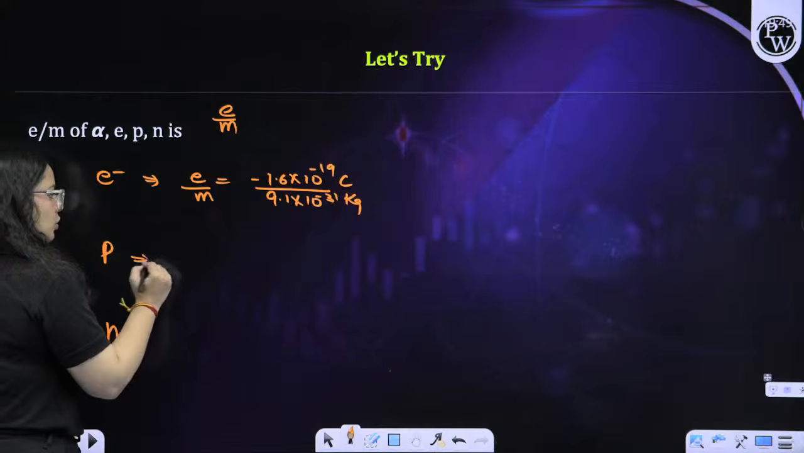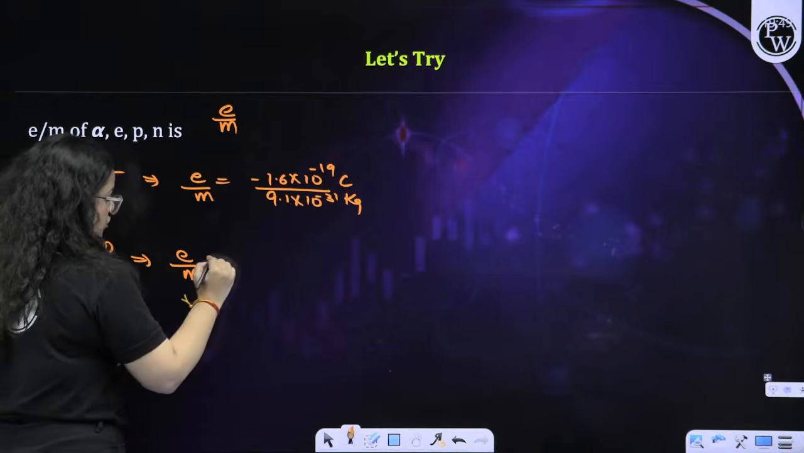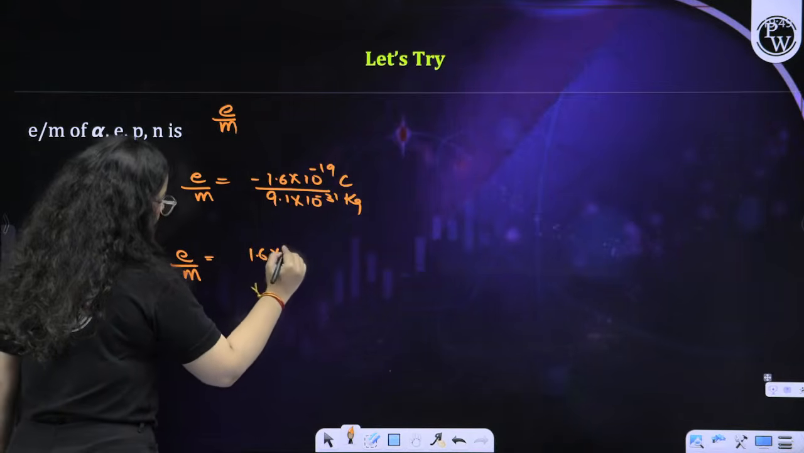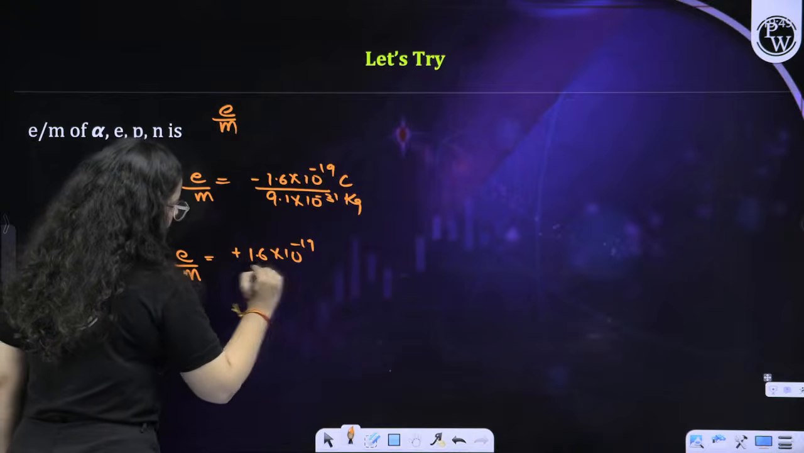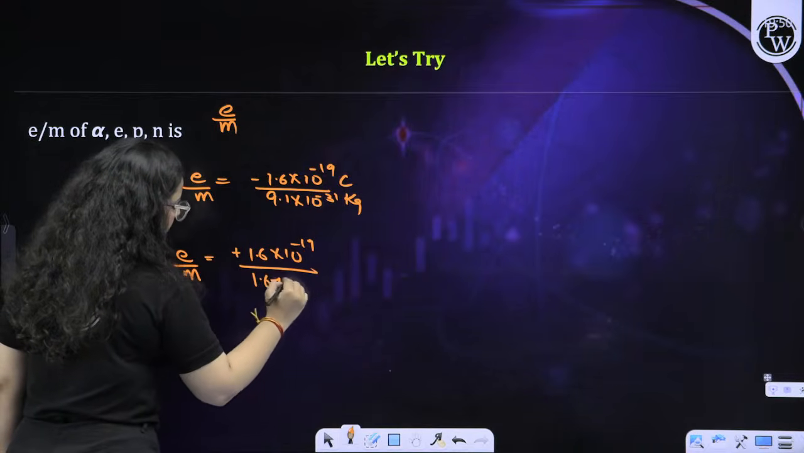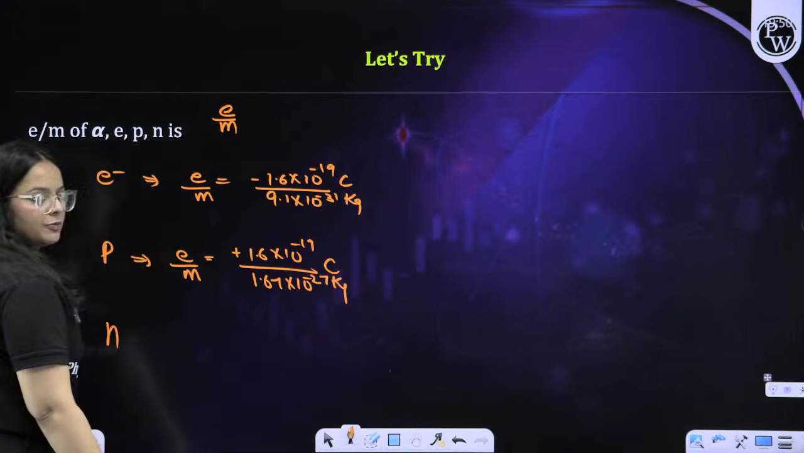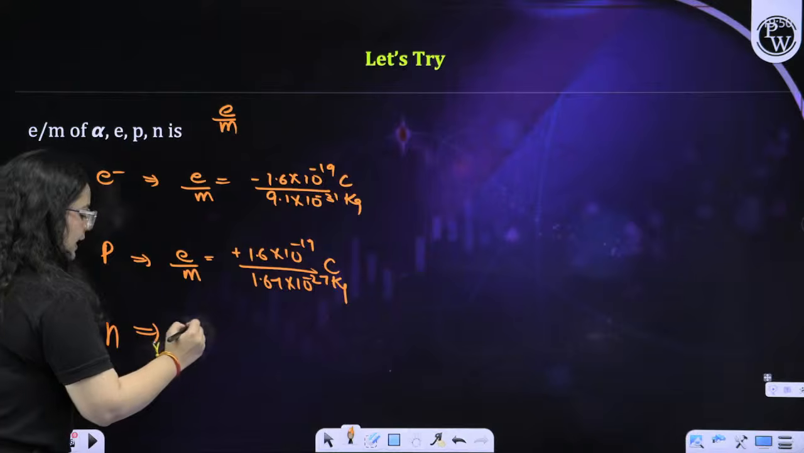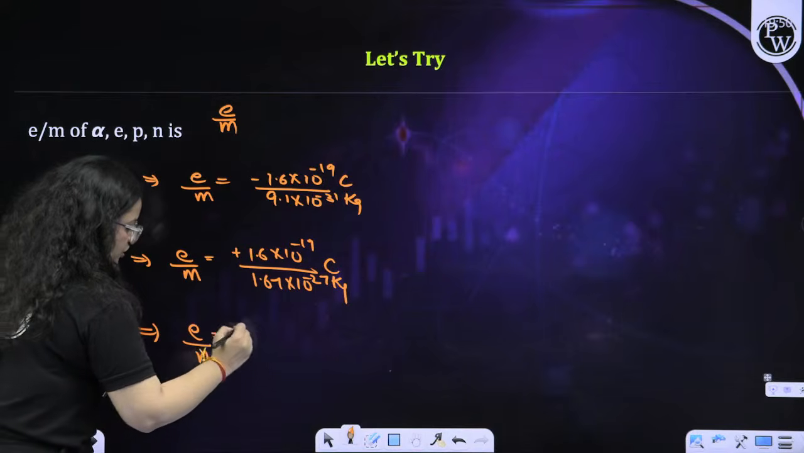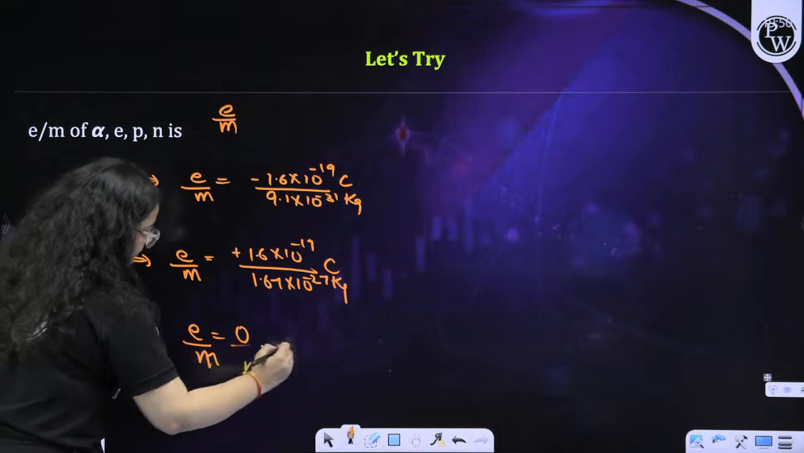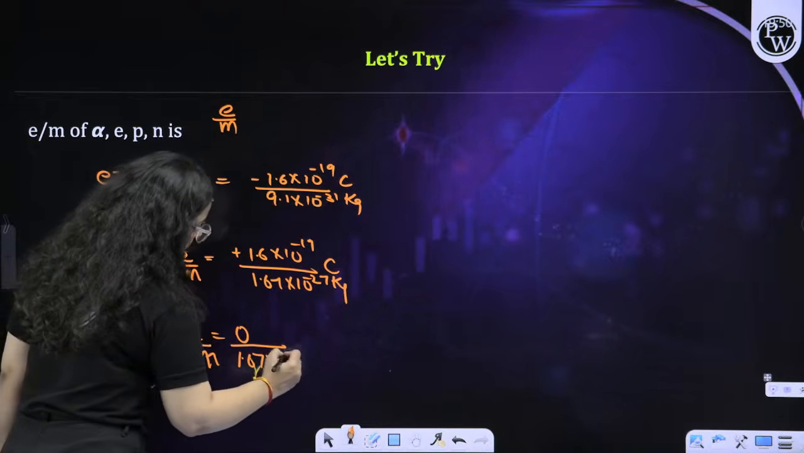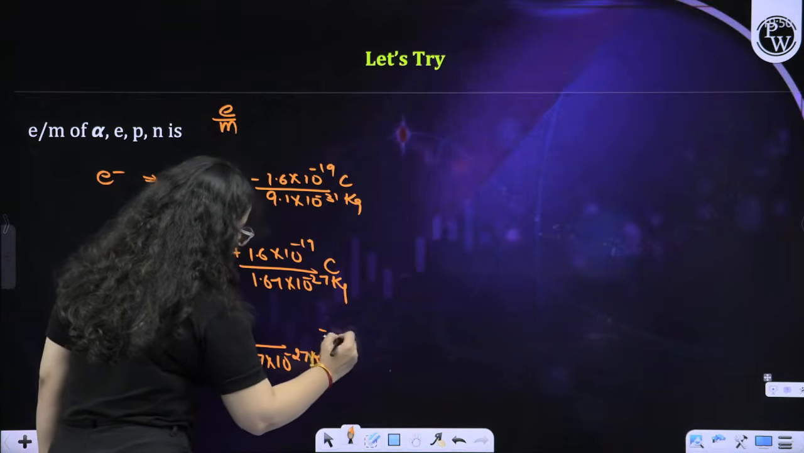Moving on to the proton. Beta, the proton carries a charge of the same magnitude but with a different sign. The mass that it contains is 1.67 × 10^-27 kg, right? This is the charge by mass of the proton. The neutron carries 0 overall charge, so the e/m value over 1.67 × 10^-27 kg will come out to be 0 only.